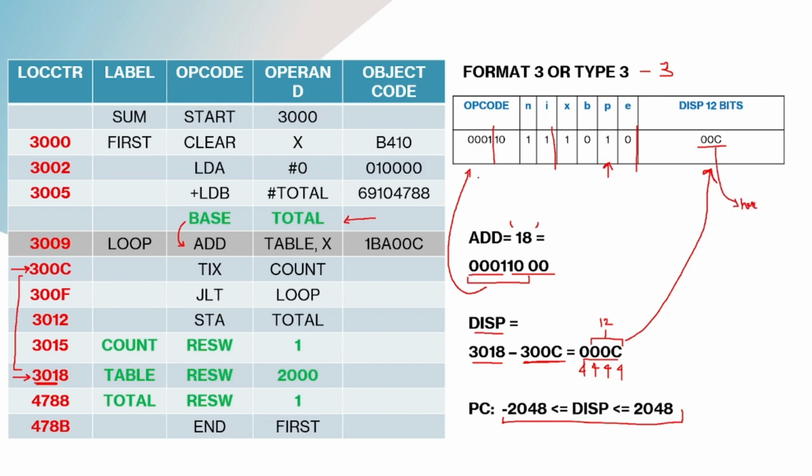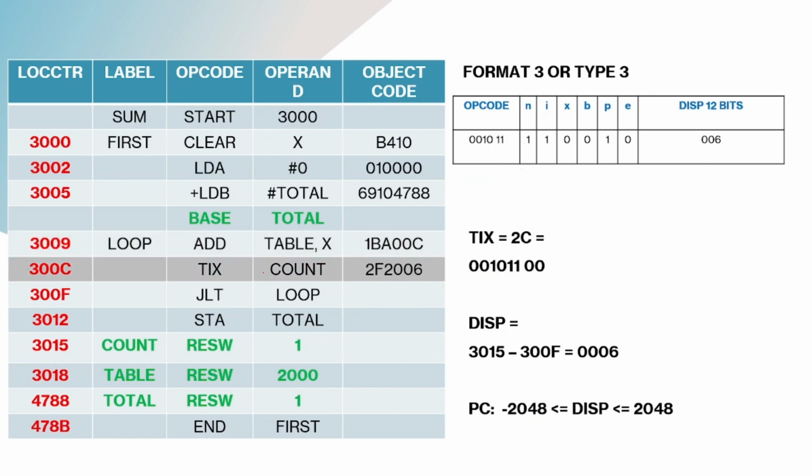Now 0001 produces 1, 1011 is B in hex, and 1010 is 10, that is A. So combining all of this, you get 1BA00C, and that exactly is your object code.